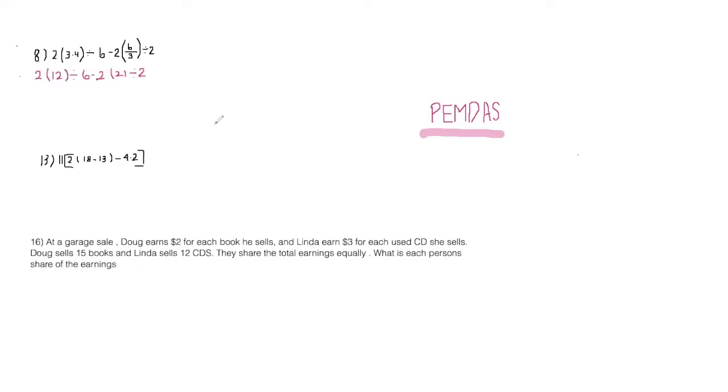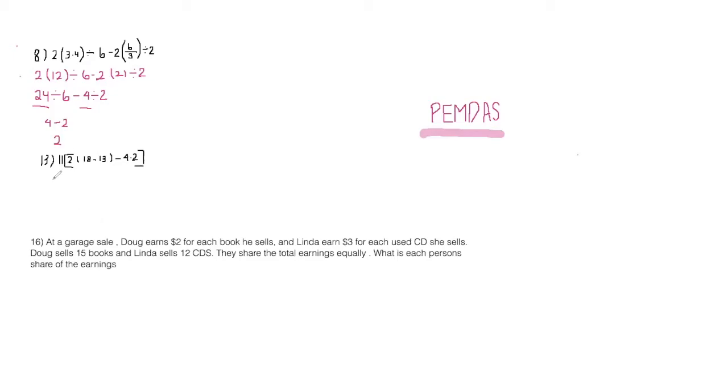So in example 8, 3 times 4 is in parentheses, and 6 divided by 3 is in parentheses. The answer to 3 times 4 is 12, and 6 divided by 3 is 2. According to PEMDAS, our next step is to do multiplication. So 2 times 12 is 24, and 2 times 2 is 4. Our next step is division. So 24 divided by 6 is 4, and 4 divided by 2 is 2.